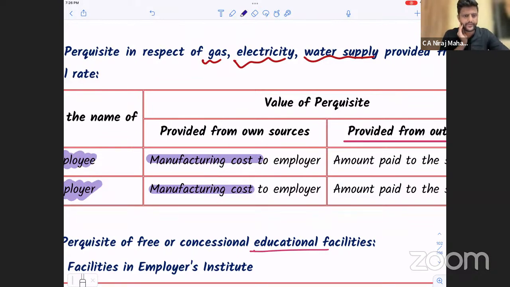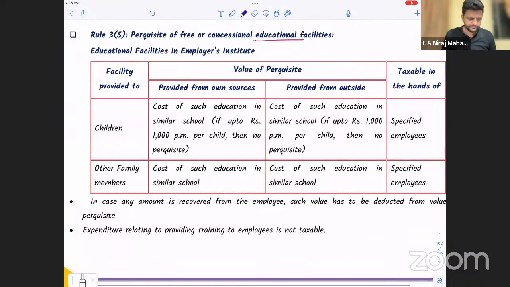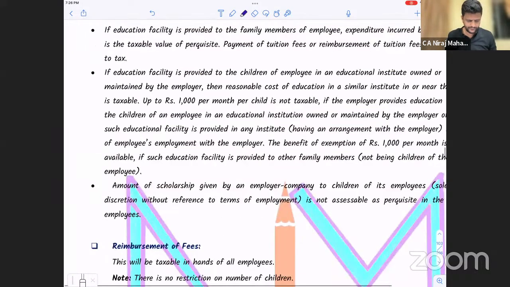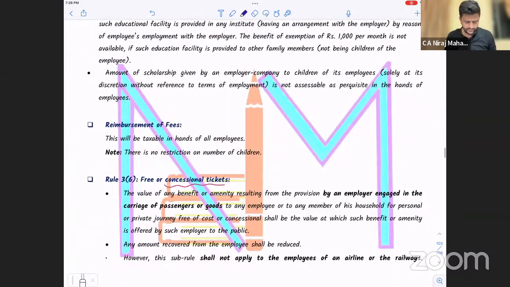Let's go ahead, everybody. Next one, Rule 3.5. I'll give you 2 minutes to read the table. As it is, you have everything in front of you, hai na?